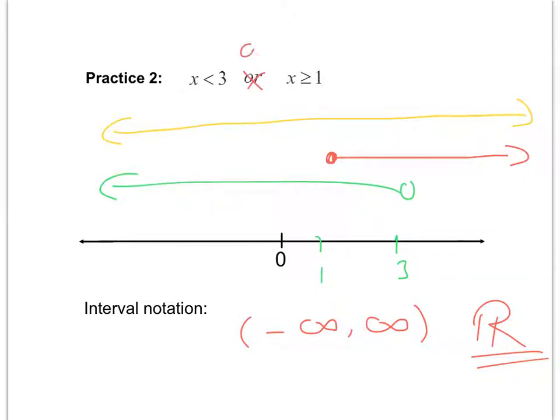If this had been an and, let's just pretend for a moment, the only solutions that would have worked would have been right here in black, from 1 to positive 3, not inclusive. And that, of course, in interval notation would be bracket 1, comma, 3, parentheses. Everything from 1 to 3, including 1, not 3.